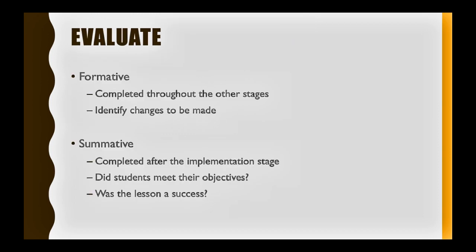Finally, in the evaluation stage, there are two types of evaluations. The first is formative, which happens throughout the other stages to identify any changes that need to be made and what is working nicely. The second is summative, which happens in and after the implementation stage. This uses student feedback and assessments. Did the students meet their objectives? Was the lesson successful? What could be improved for next time? Using the ADDIE model is a great tool to use to create effective instruction for learners.